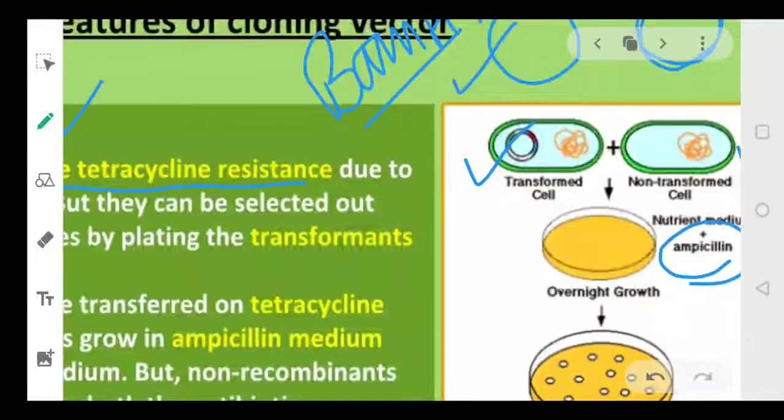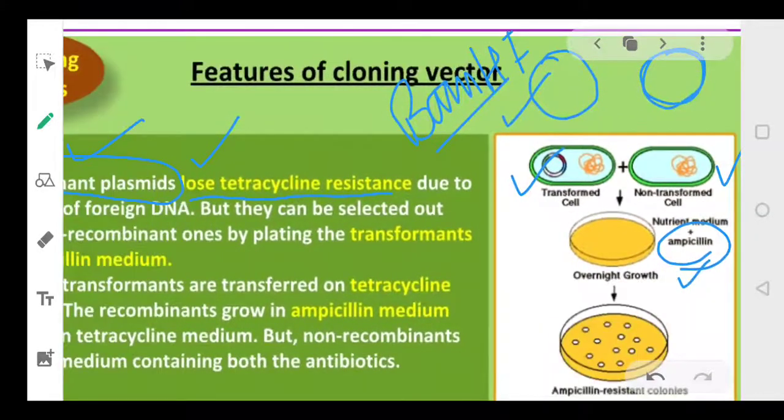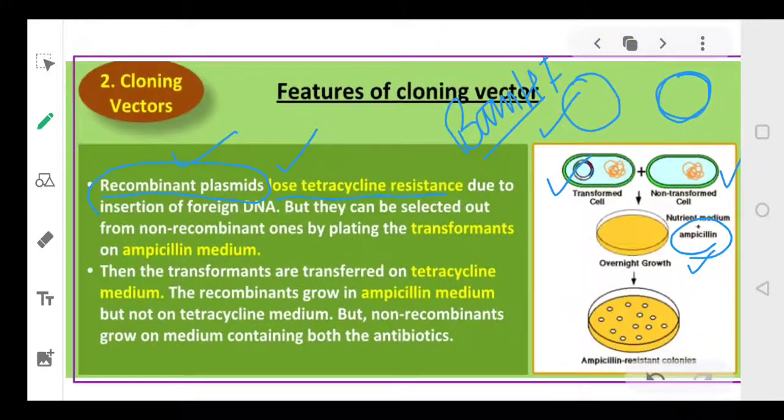Yes, so now we have two types of bacteria. One, the normal bacteria which are resistant to both the antibiotics, ampicillin and tetracycline. And the transformed cells, the transformed plasmid, which is not resistant to tetracycline. Now both the cells we will grow on a medium which contains ampicillin, right? So do you think both will grow? Just think of it, what will happen?